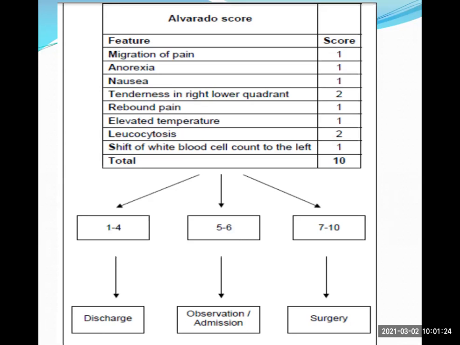We do not immediately open the abdomen and remove the appendix because our diagnosis is still in doubt. And if it is 7 to 10, we highly presume, yes, this may be a case of appendicitis, and it is better to remove the appendix before it is too late. So this is the usefulness of the Alvarado score.